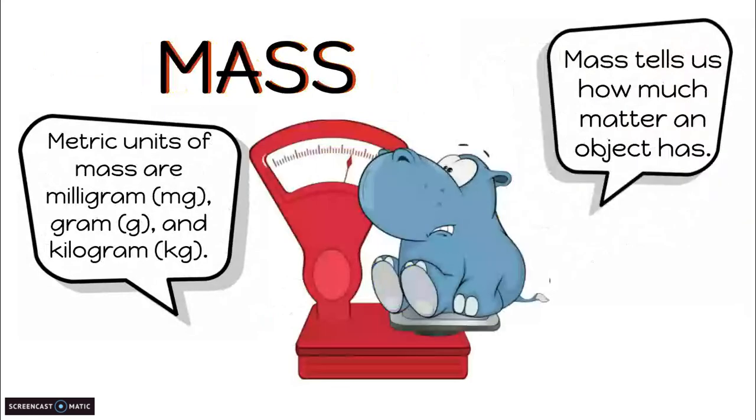When we're discussing the metric units, we use mass instead of weight, and mass tells us how much an object has. The most common metric units of mass are milligrams, mg, gram with the abbreviation g, and kilogram with the abbreviation kg.